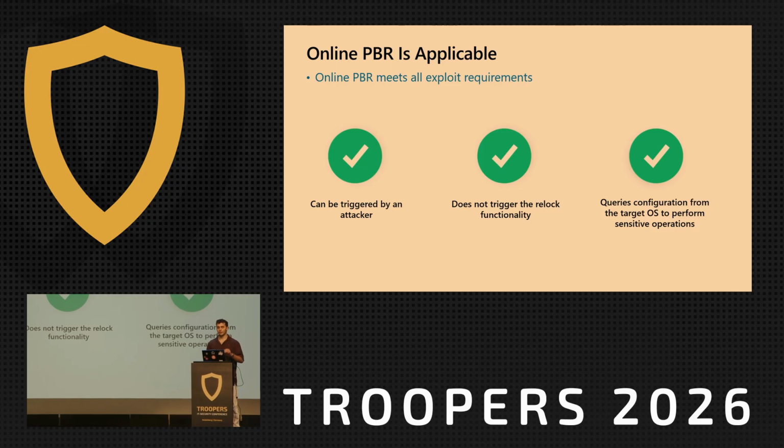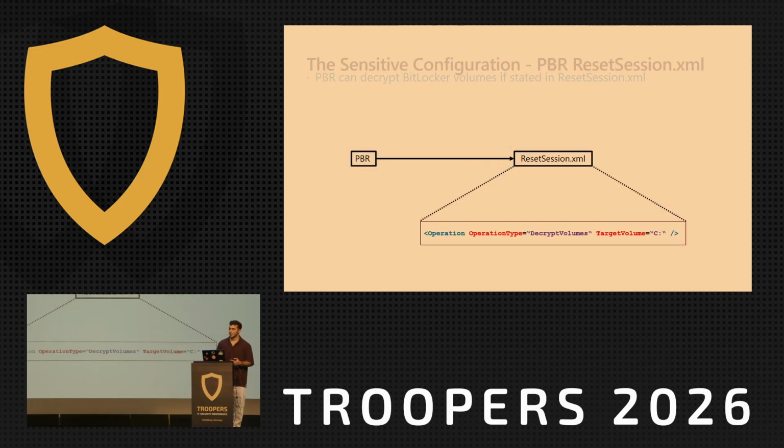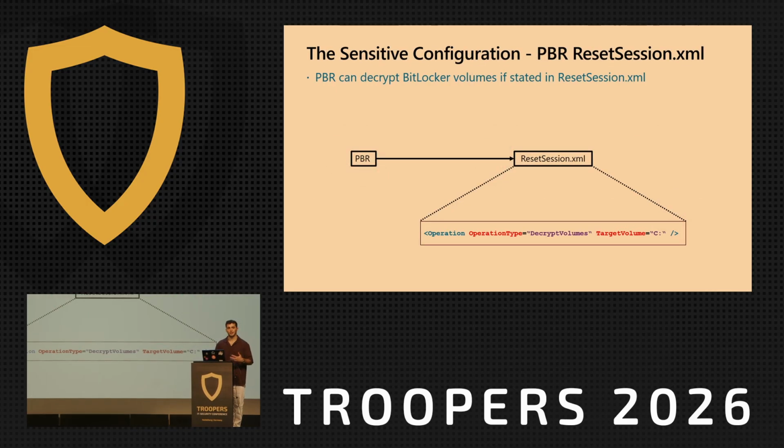Now, one of these PBR modes, because as we said, there are multiple modes, the one mode that is known as online PBR meets all the conditions that were required for successful exploitation. So it can be triggered freely as a scheduled operation from the XML file. It does not invoke the volume relock functionality, and it queries configuration data from the target OS volume to perform sensitive operations. Now, what exact sensitive configuration does it query?